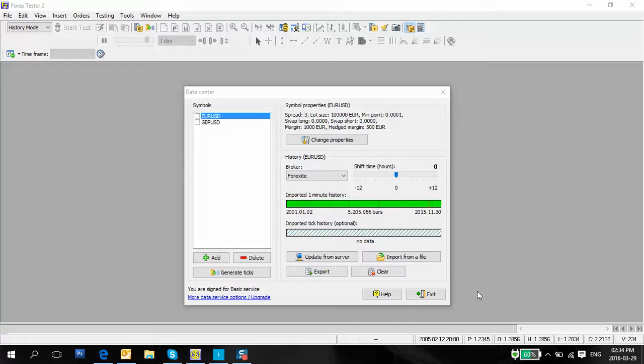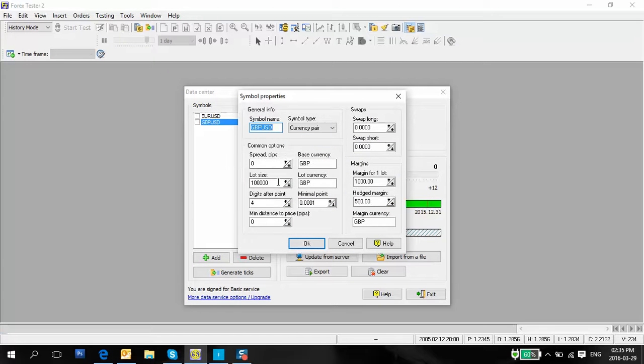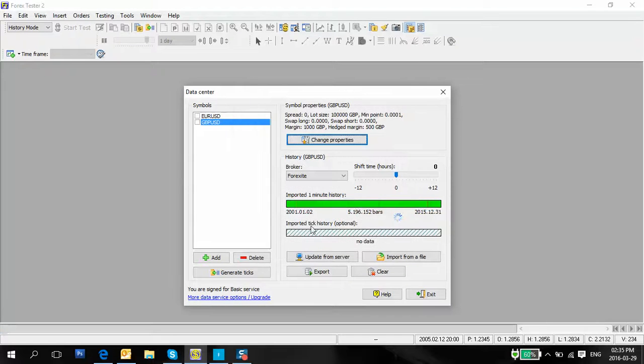So I've got two pairs listed here. I've got the euro dollar and the pound dollar. You can test pretty much all of the majors and most of the crosses. I haven't got them all loaded here. I'm just going to test the pound dollar for this demonstration, but you can also have a look at the pair, and you can change things, right? So you can add spreads, you can change the swap, you can look at all sorts of things, so you can really simulate your trading results.